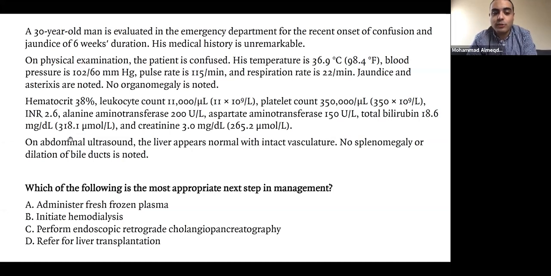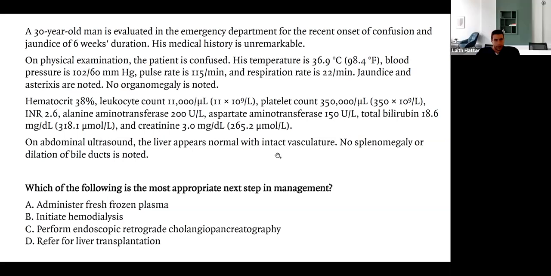On abdominal ultrasound, liver is normal, there is intact vasculature, no splenomegaly or dilation of the bile ducts. So what's going on? Anybody want to diagnose this guy? Is it hepatocellular injury or cholestatic? So ALT is 200, AST is 150, and ALK phos, not even mentioned.